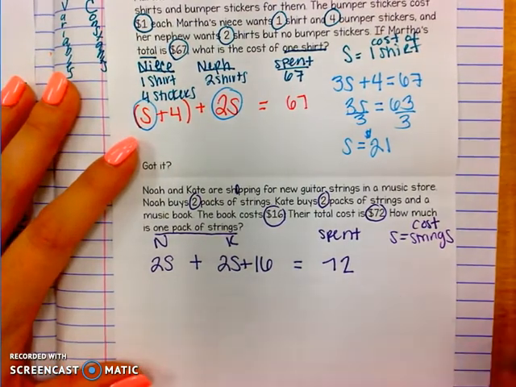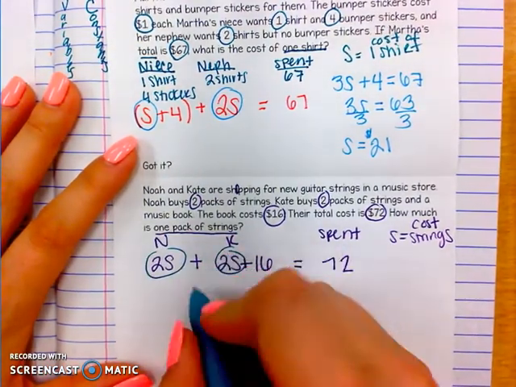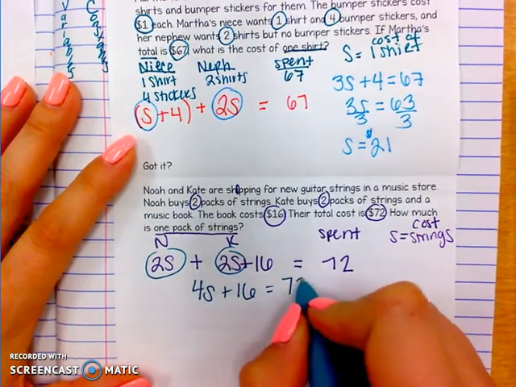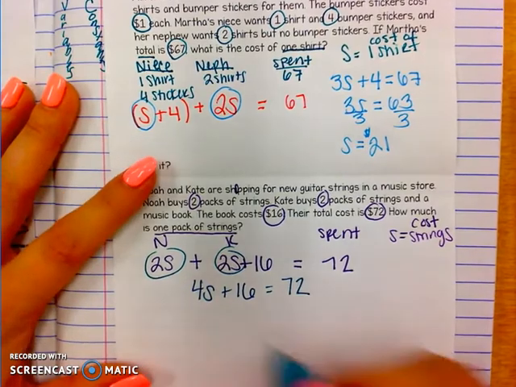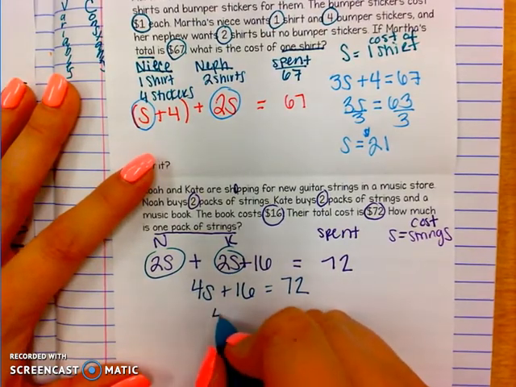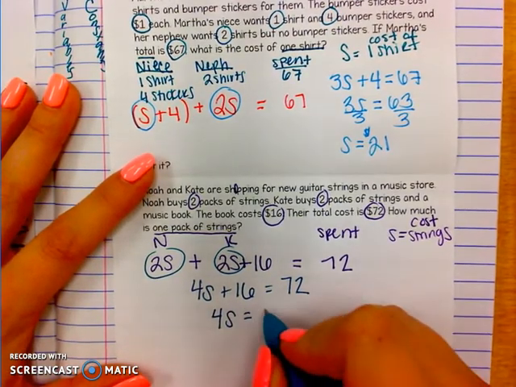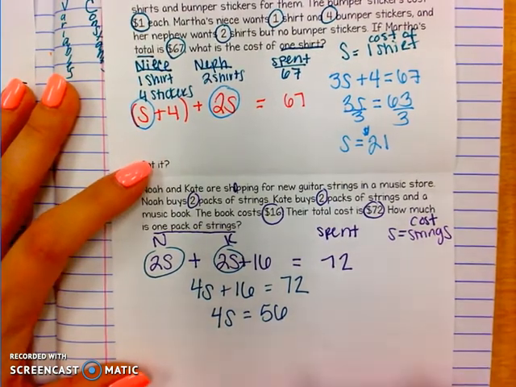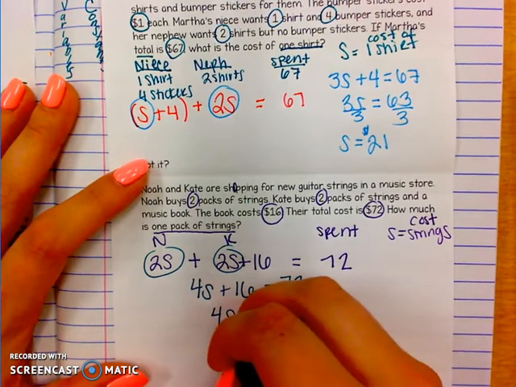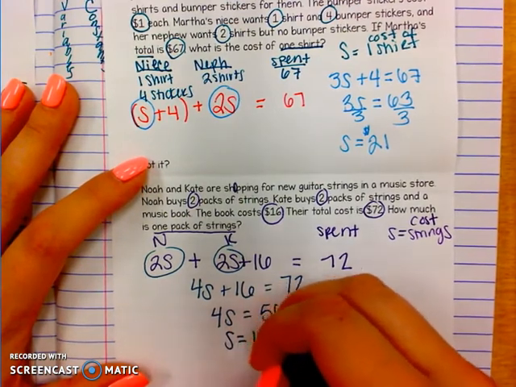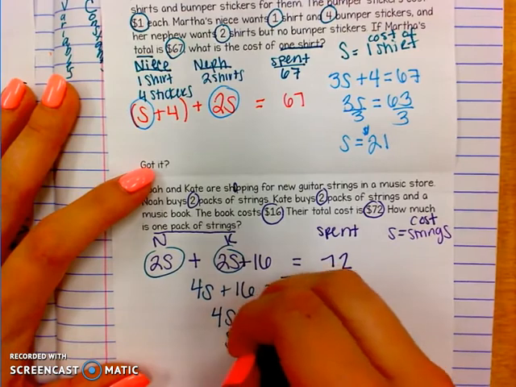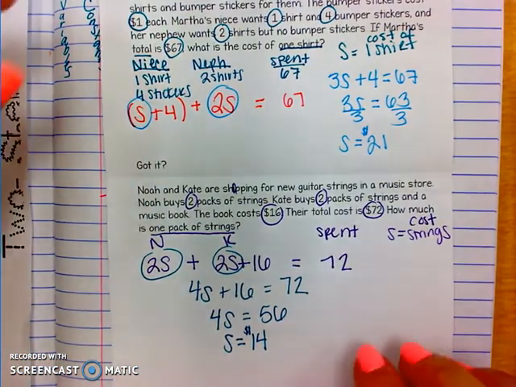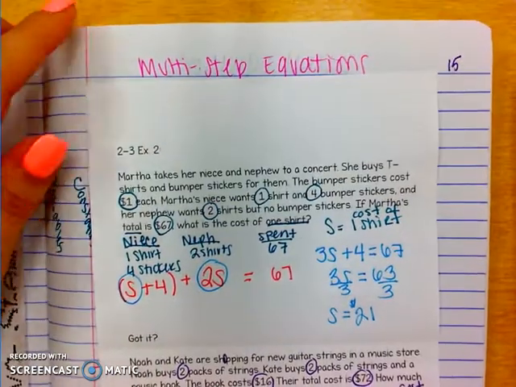I'm going to combine my like terms. 2s and 2s is 4s. Bring down my plus 16 equals 72. Two-step equation. Subtract 16 from both sides. 4s equals 56. Divide both sides by 4. S equals 14. So each pack of strings cost $14. That is a lesson on multi-step equations.